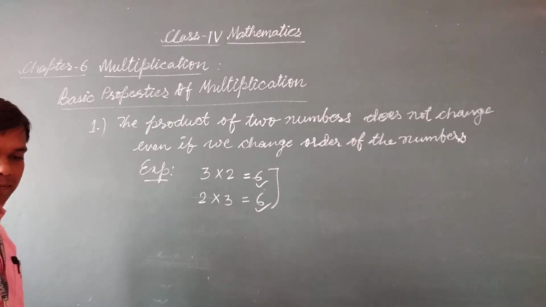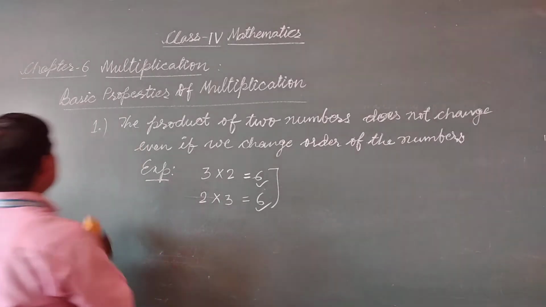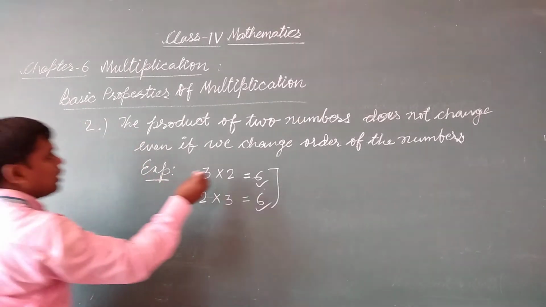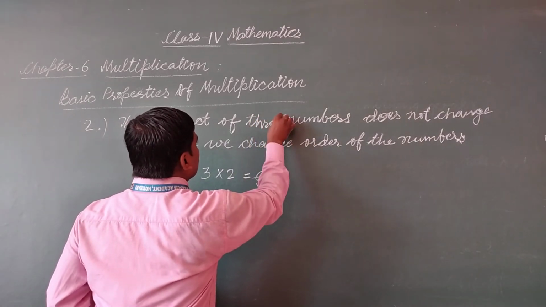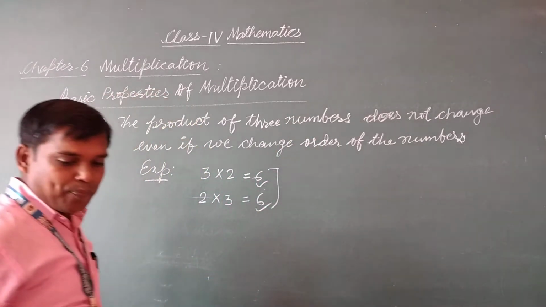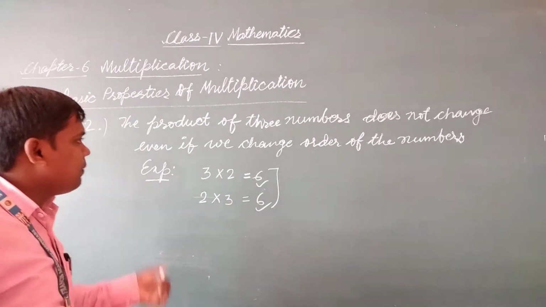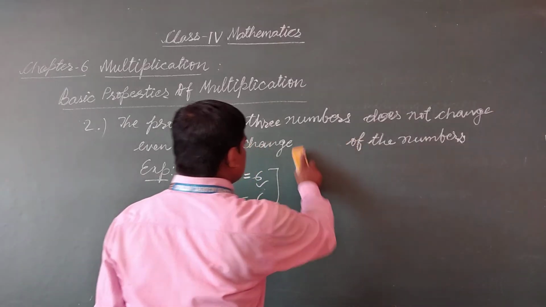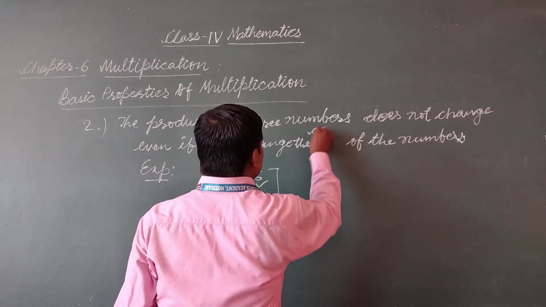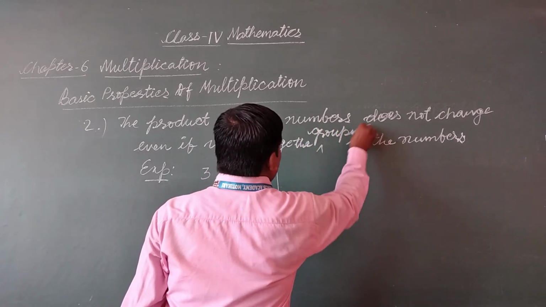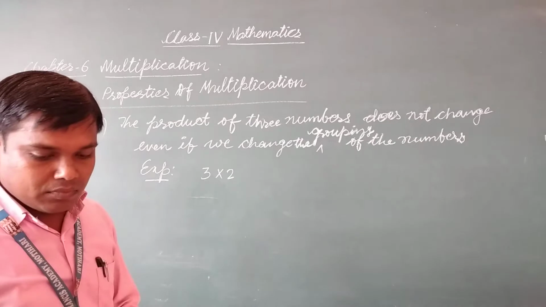Now the second property is the product of three numbers does not change even if we change the grouping of numbers. Grouping of the numbers.